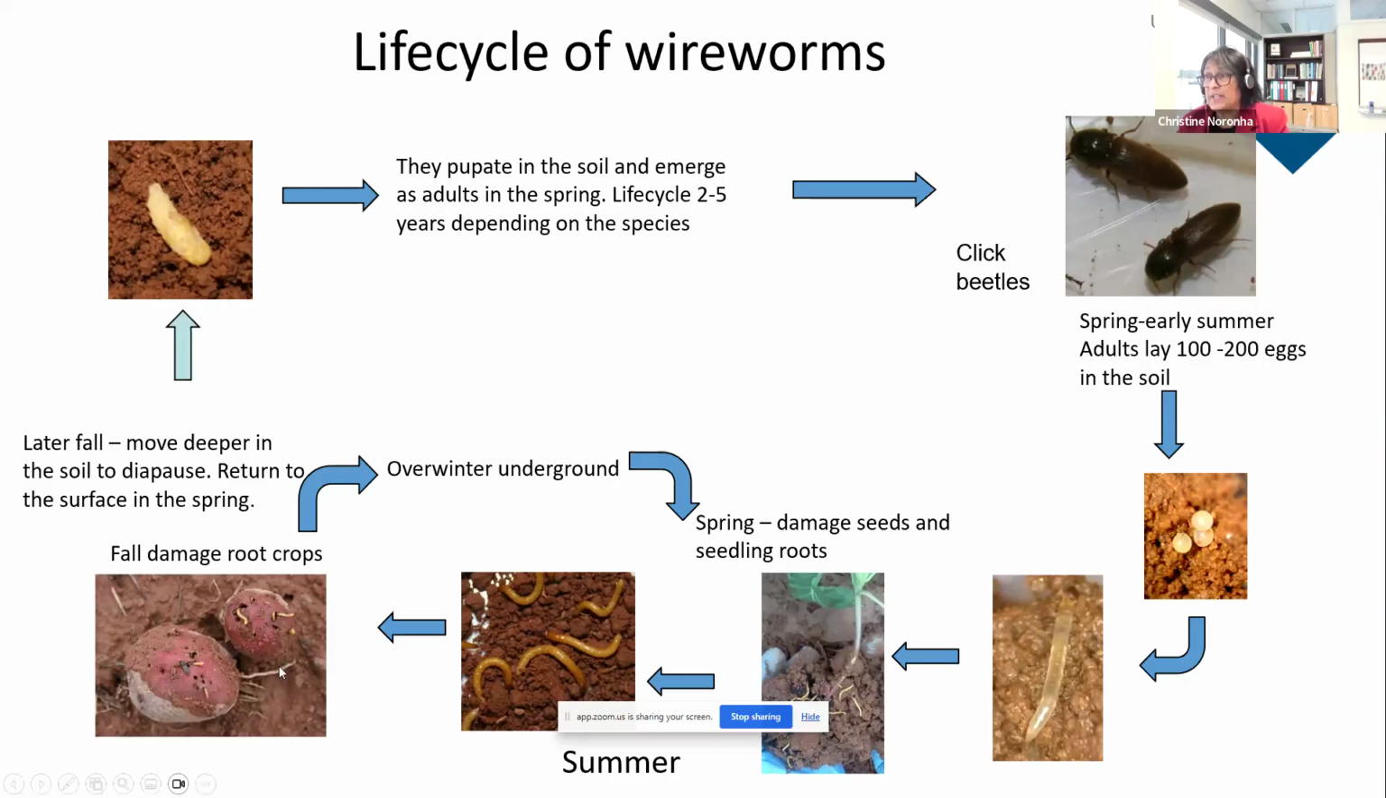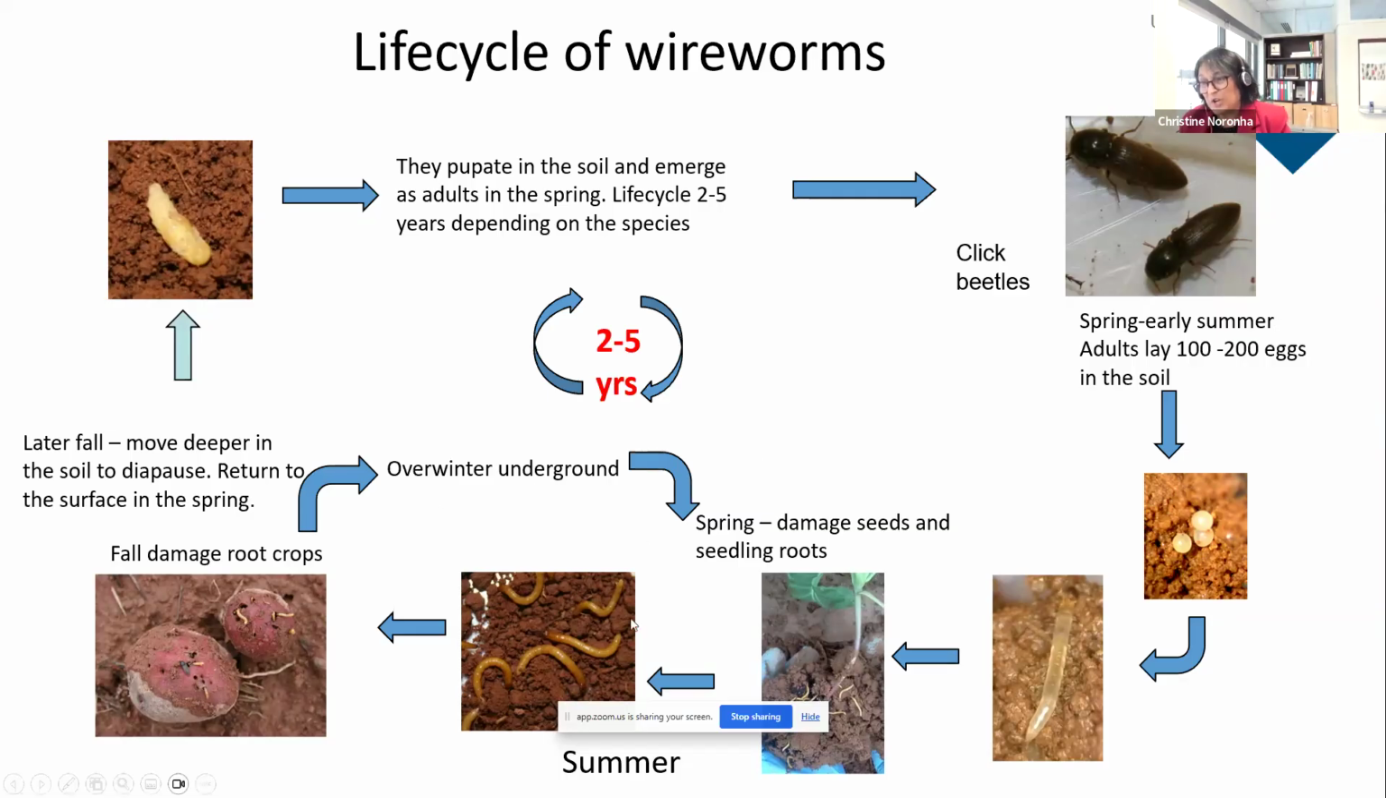But unlike other insects that will actually move on and become pupa and adults, these wireworms remain wireworms. They will just go down into the soil profile to overwinter, and then they come back as the soil temperature increases in the spring. They will come back to the surface and start feeding again on any new seeds planted, seedling roots, plant roots, whatever is available to them. And this lasts for 2 to 5 years, depending on the species.